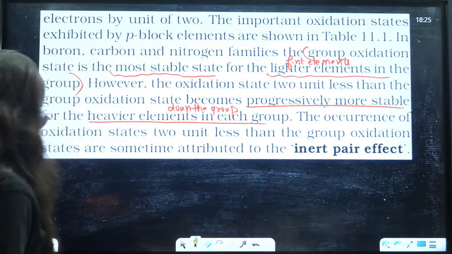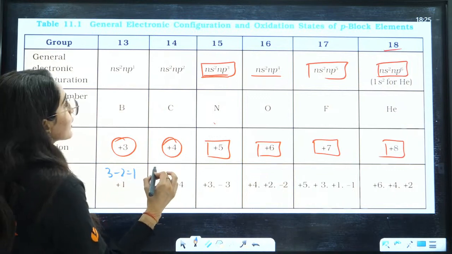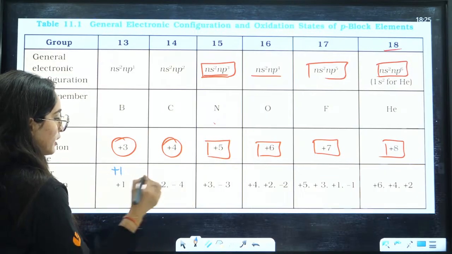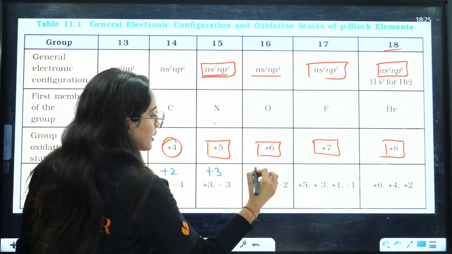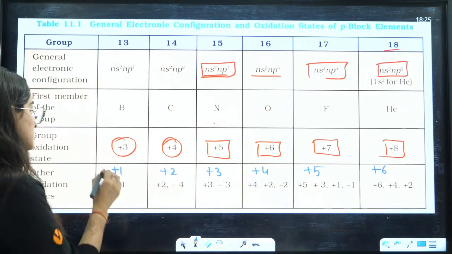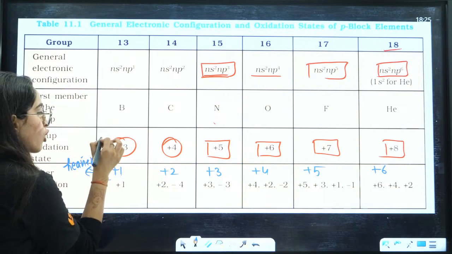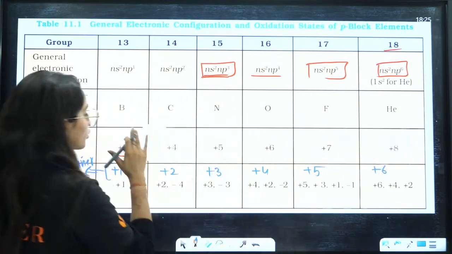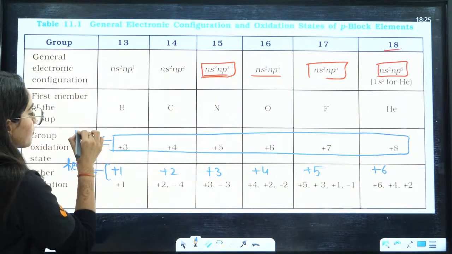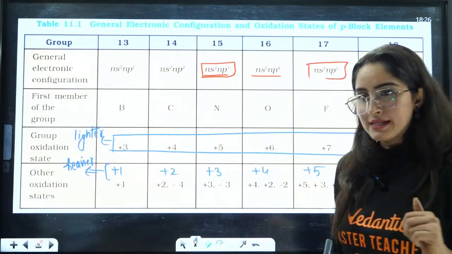Okay, so let us again see the table here, right? So this is 2 less. So this is 3 minus 2 is equal to 1. Here it is 4 minus 2 is equal to +2. That means here +1, here +2, here it is +3, here it is +4, here it is +5, here it is +6. So these oxidation states are more stable for heavier elements, and these oxidation states that we have written here, that is the group oxidation state, are more stable for lighter elements, right?